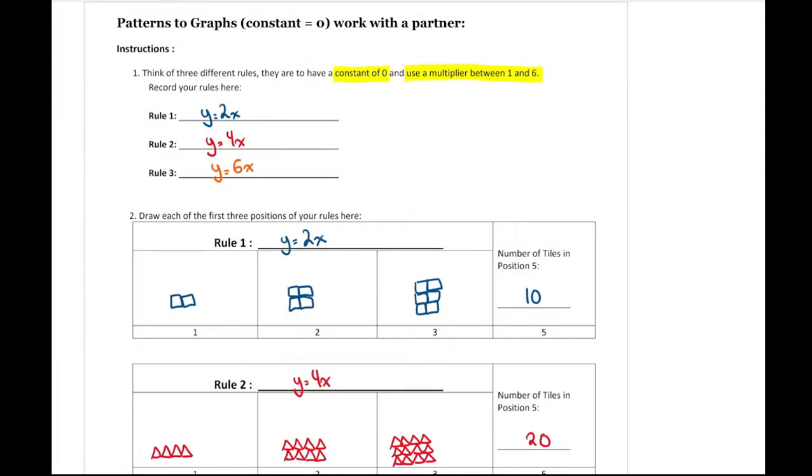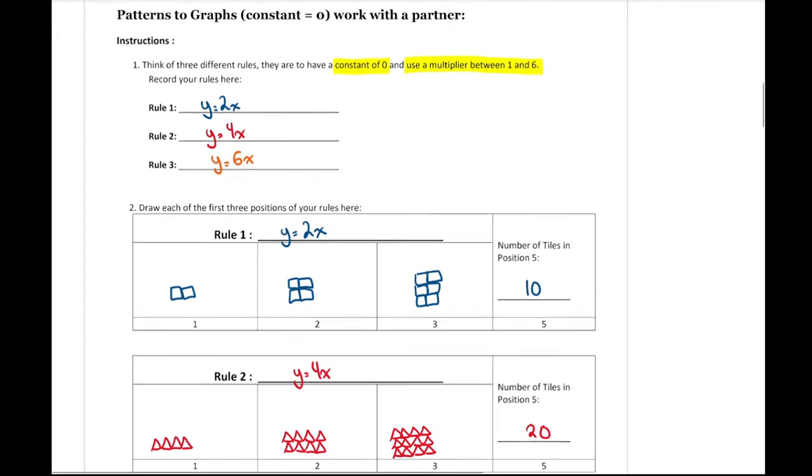So looking at my examples that I came up with: y equals 2x, y equals 4x, and y equals 6x. So just kind of spacing them apart. Again, you may have chosen something else when you decided to do this. But again, following the restrictions of a constant of 0, so we don't see a plus anything here, and a multiplier between 1 and 6, which these follow.